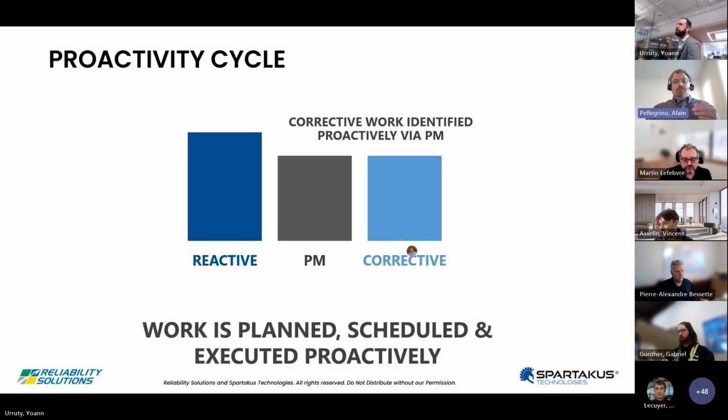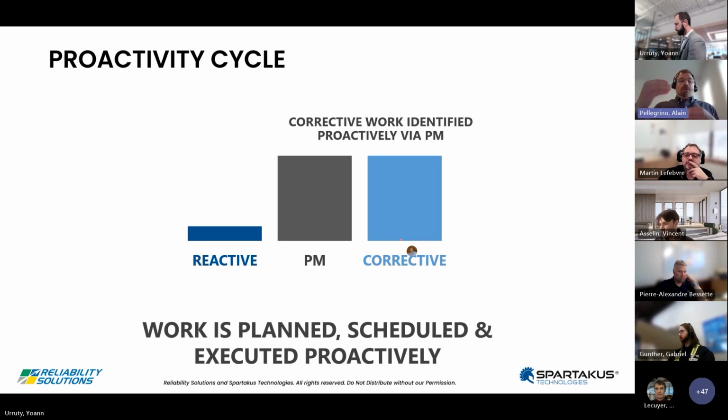And the only way you're going to be able to get out of that reactive silo is if you plan and schedule the work proactively. So those preventative maintenance or those inspections need to be able to provide you with the asset health. And then you build your corrective backlog. And as you correct those corrective work orders, then your reactive is going to drop down.